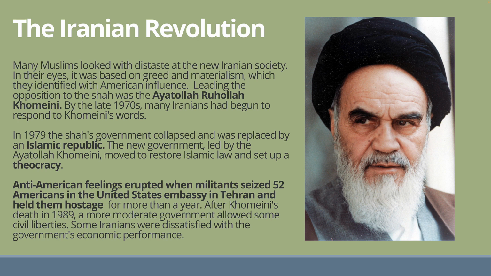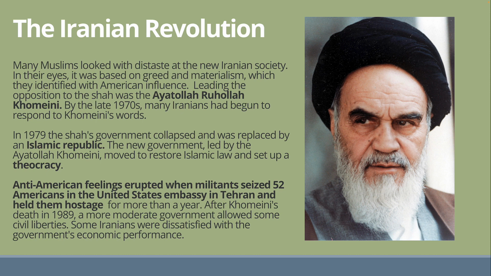In Iran, many Muslims saw Western society and the new Iranian society, and they didn't like it because in their eyes they saw Western systems, or capitalism in that sense, to be based on greed and materialism and having an American influence. In opposition to the then Shah, Ruhollah Khomeini was able to gain power, and he became the Ayatollah Khomeini. Once the Shah's government completely collapsed in 1979, the Ayatollah Khomeini was able to replace that government with an Islamic Republic and set up a theocracy, which is based on religion. So he brought back the new government that he established to an Islamic law-based republic.